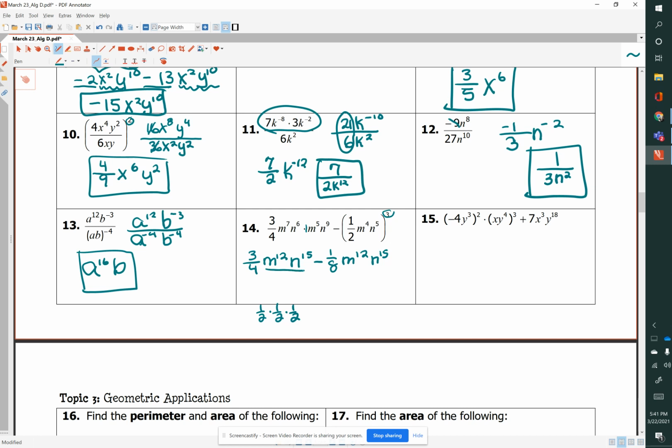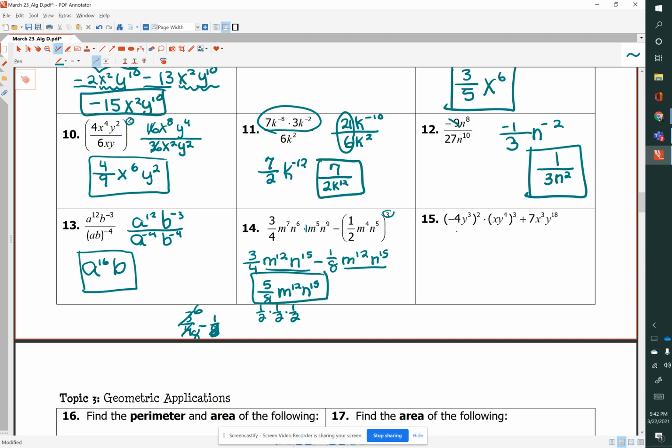So now we have our like terms, so we can subtract. So it basically comes down to 3/4 minus 1/8. We would convert this to 6/8. So it would be 6/8 minus 1/8, which is 5/8, m to the 12th n to the 15th power.